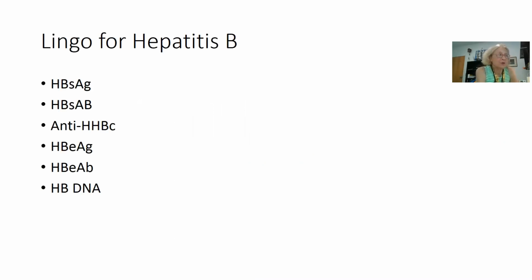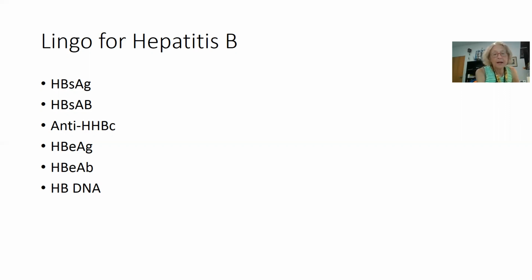First, I wanted to go over the lingo associated with hepatitis B, because without that, you can't make sense of it. First is surface antigen. This is an antigen expressed on the liver cell that is infected with hepatitis B that you can detect in the blood. And it's the definition of having a hepatitis B infection, that you can detect surface antigen.